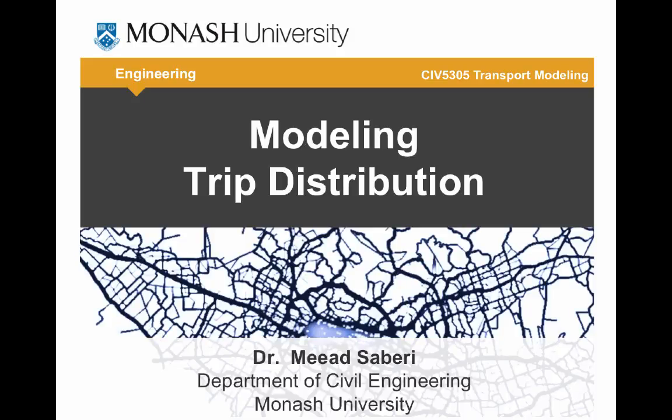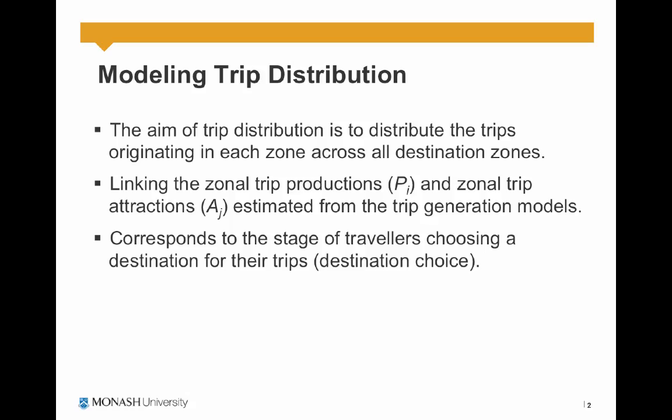Hello everyone. This week we will cover trip distribution modeling as the second step in the four-step modeling framework. So the aim of trip distribution is to distribute the trips originating in each zone across all the destination zones.